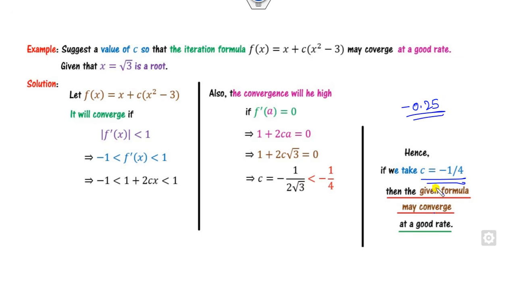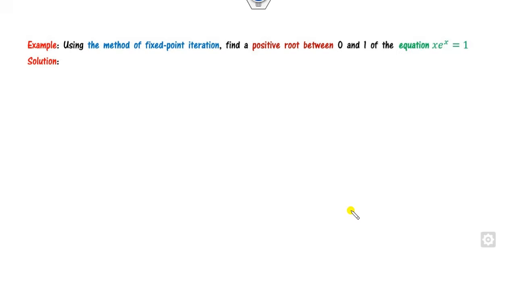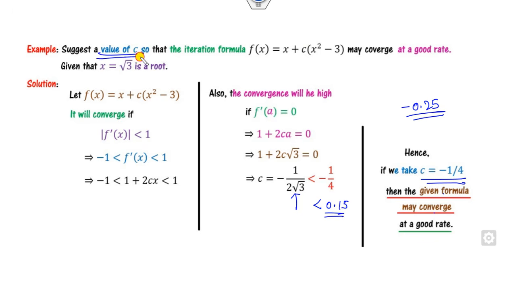So that will give you the convergence at a good rate. You can choose any number which satisfies this equation. This must be less than 0.15. You can choose 0.15 as well. So that's your choice, because they are asking about the suggested value of c. So any number which is less than this is a good choice.